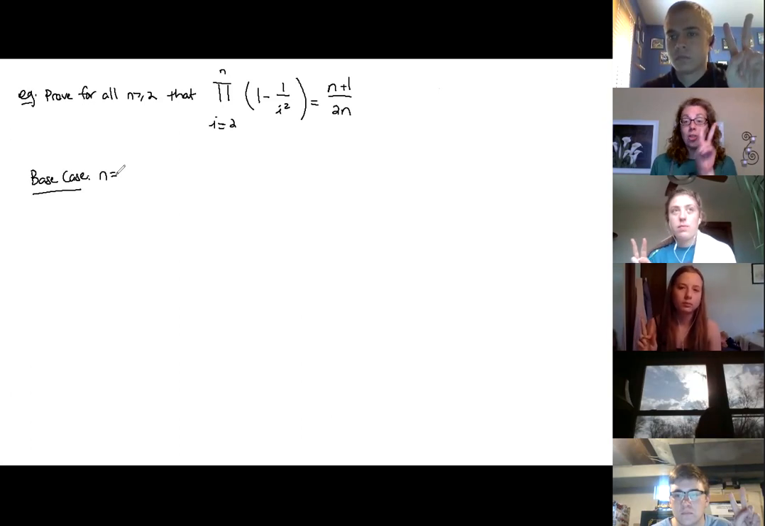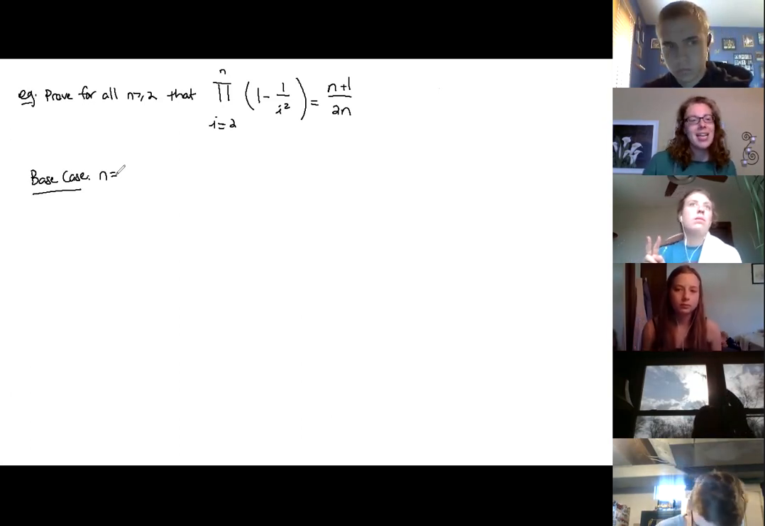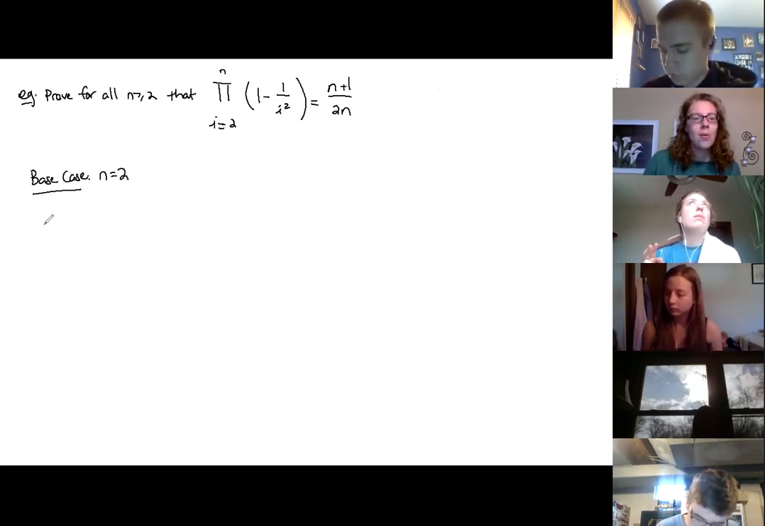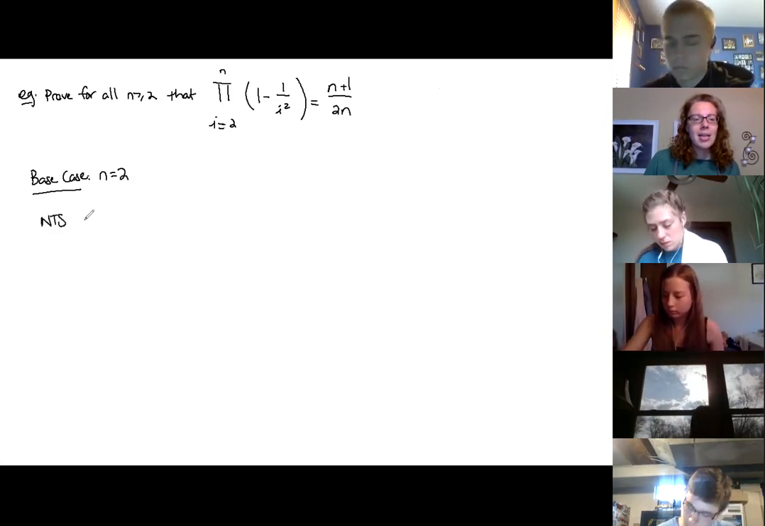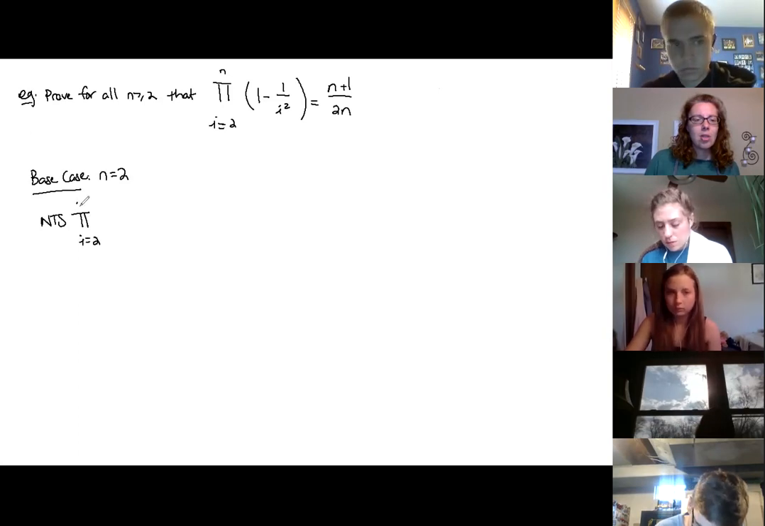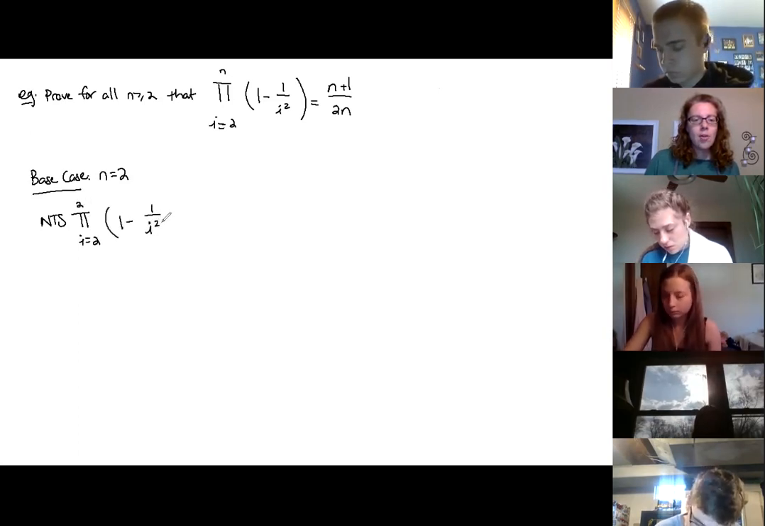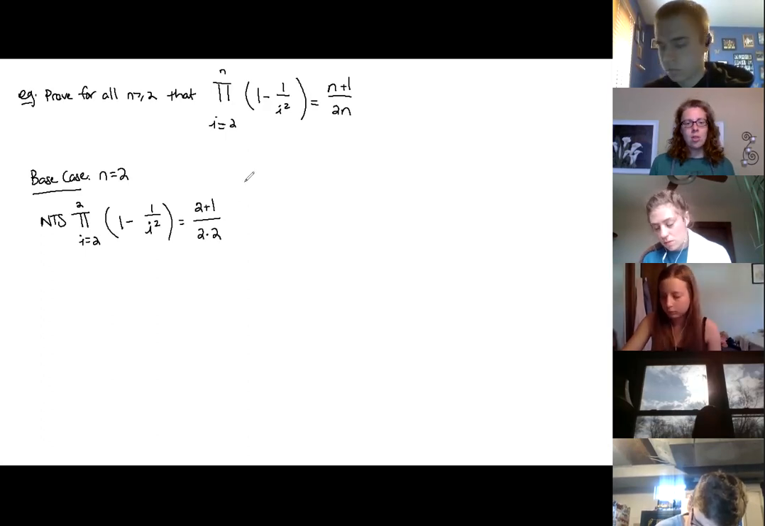Careful, careful. 2. Thank you. Base case is n equals 2. So here, I need to show that the product as i goes from 2 to 2 of 1 minus 1 over i squared is 2 plus 1 over 2 times 2. Base case isn't 1 this time. That's okay. You can start anywhere you want. You just got to make sure your base case is right.